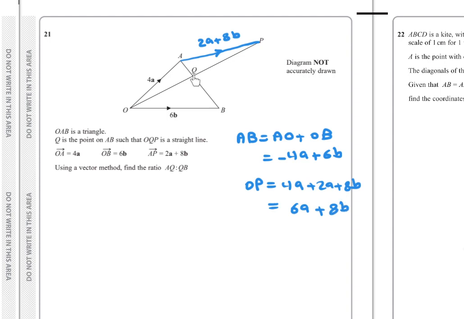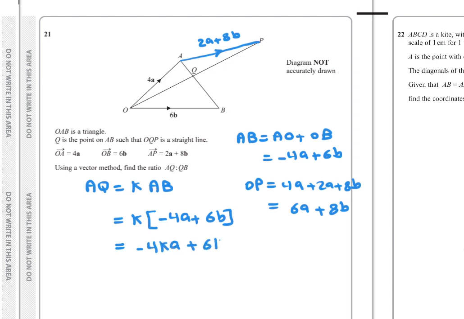Now because Q belongs to AB, so AQ is part of AB, so AQ is a fraction of AB, so we can write AQ equals K, which is the fraction, times AB. So AQ equals K times negative 4A plus 6B, so negative 4KA plus 6KB.